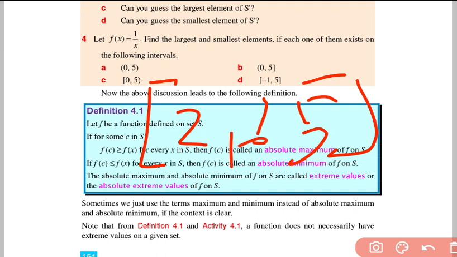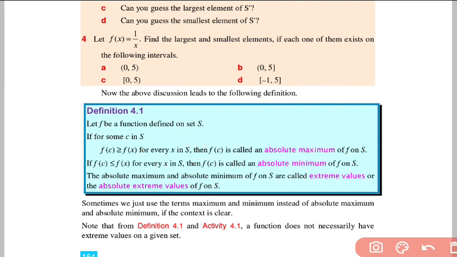The value of the function at c is a good data point. Due to this, f of c is greater than or equal to f of x for every x in S. If f of c is greater than or equal to f of x for every x in S, then f of c is called the absolute maximum. Likewise, if f of c is less than or equal to f of x for every x in S, then f of c is the absolute minimum.